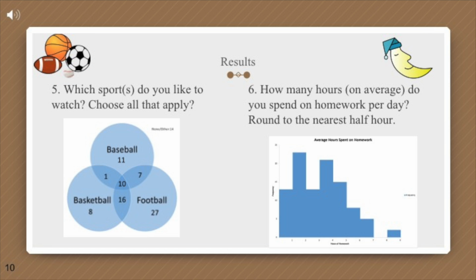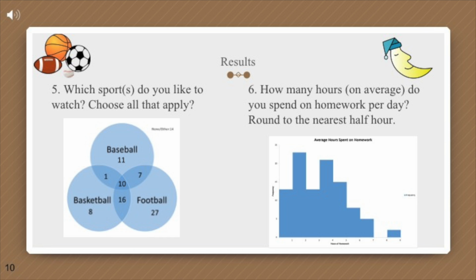Our question 5 was which sports do you like to watch, and you could choose all that apply, and the choices were basketball, baseball, and football. The least watched sport is baseball, but the proportion of people who did not watch one of these sports is low, only 14%, which indicates that most students at Wharton enjoy watching at least one of these sports. Overall, football is the most popular sport because 60% of the students at least enjoy watching football.